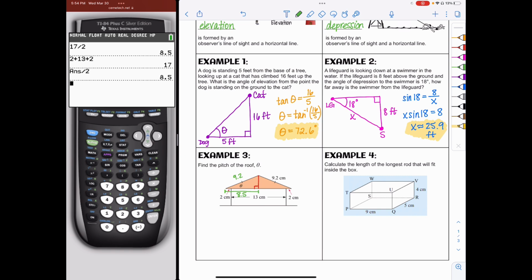Now I have enough information for my angle theta here. Looking at that angle theta, the sides I'm given are the adjacent side and the hypotenuse. So that means I'm going to use cosine. I'm going to say that the cosine of angle theta is equal to the adjacent, which is 8.5, over the hypotenuse, which is 9.2. And theta is going to be equal to the cosine inverse of that fraction.